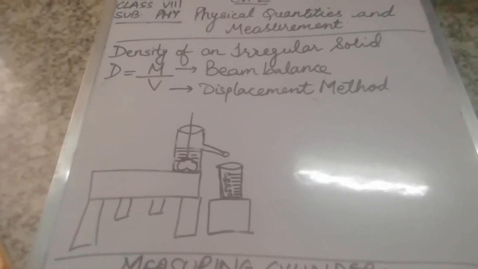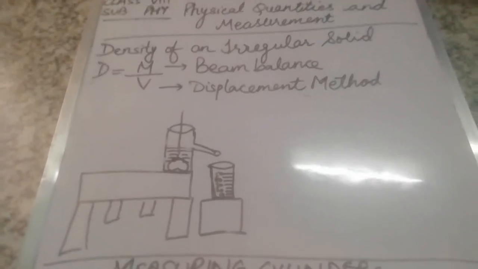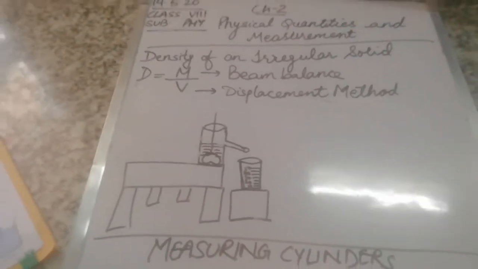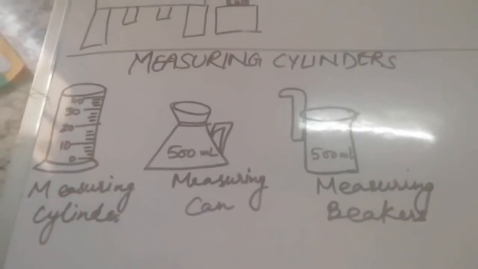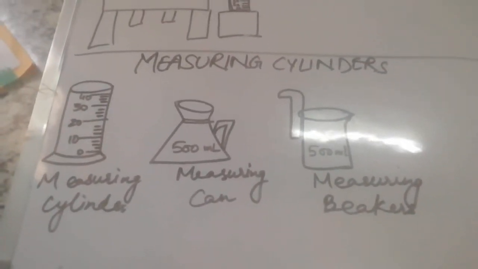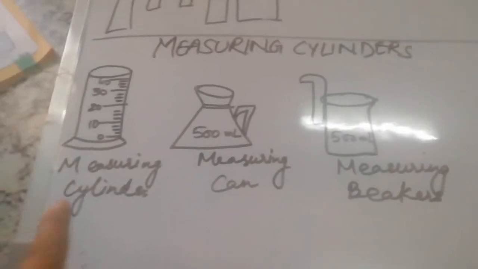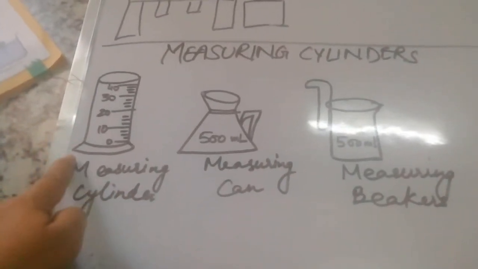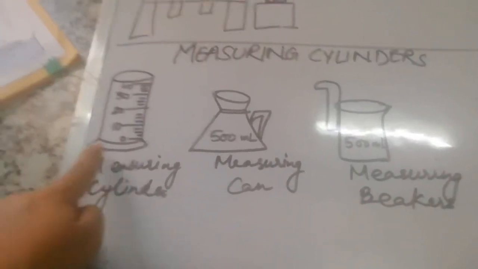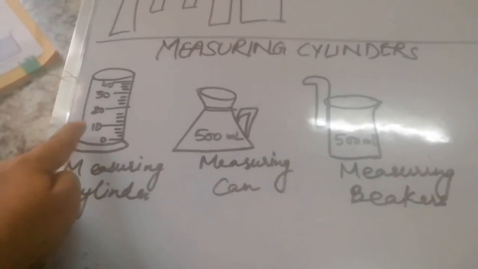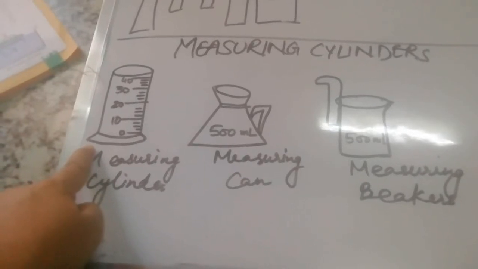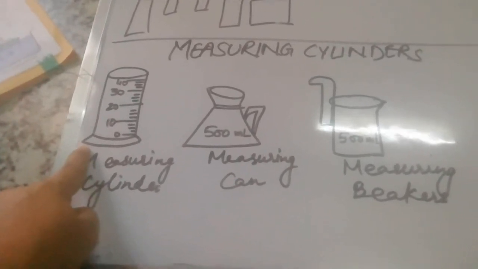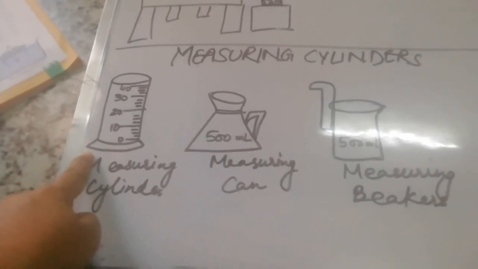Now the next topic is what? Measuring cylinders. What are measuring cylinders, children? We have many types of cylinders to measure the volume of a given liquid. First is the measuring cylinder, which is seen like this. It is graduated, labeled. We use these types of measuring cylinders in the laboratories to find out the volume of water or say any given chemical or a liquid.